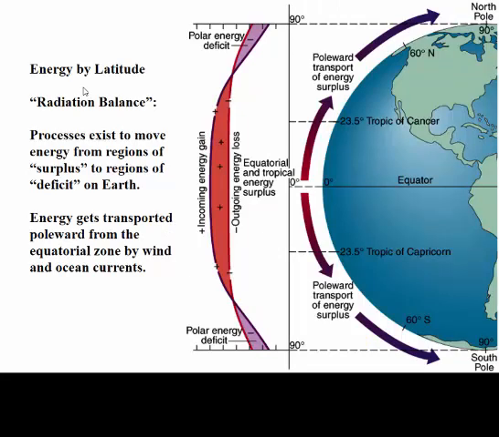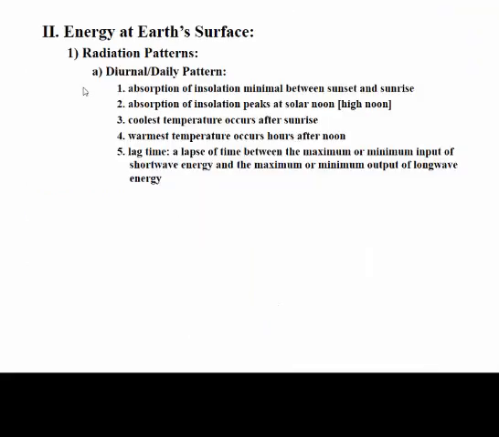Energy by latitude, I think we've seen some form of this diagram before. We have incoming energy gain at the equator. At the poles, we have a deficit, and it evens out. Okay, and we'll talk about some of the processes by which this gain or this surplus at the equator gets distributed towards the poles.